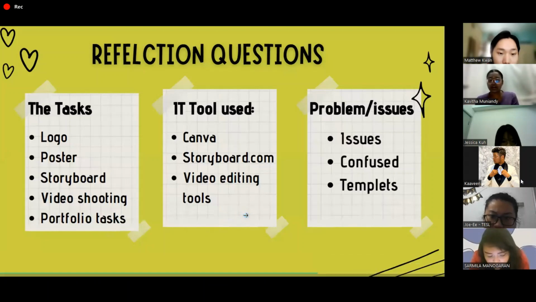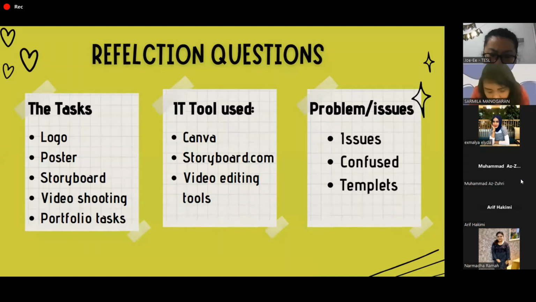My reflection is based on the IT tools I used: Canva, storyboard.com, and video editing tools. Canva is not my first time using. I know how to use Canva, but creating the logo and poster was an issue for me, because I had to choose the correct elements so that they look creative and innovative, and so that the audience can reach the correct information. That's why I had an issue selecting the elements for my logo and poster.